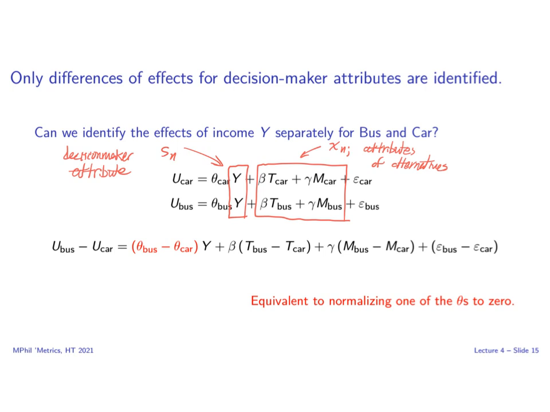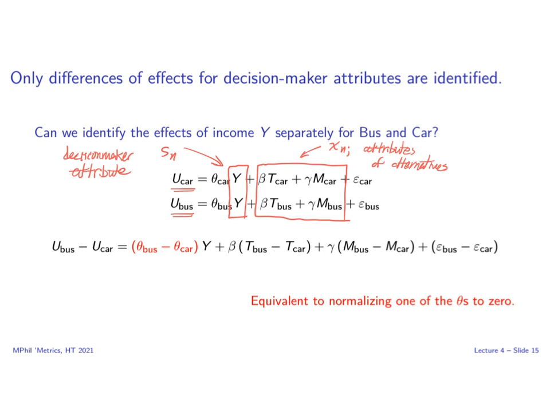Defining y to be income, suppose that the utility of traveling by car is equal to theta car times y, plus the time and money costs, plus the error, and similarly for u bus. Are theta car and theta bus both identified? In other words, can we identify the effects of income, y, separately for each of these two modes of transport, bus and car? Again, only differences in utility matter.